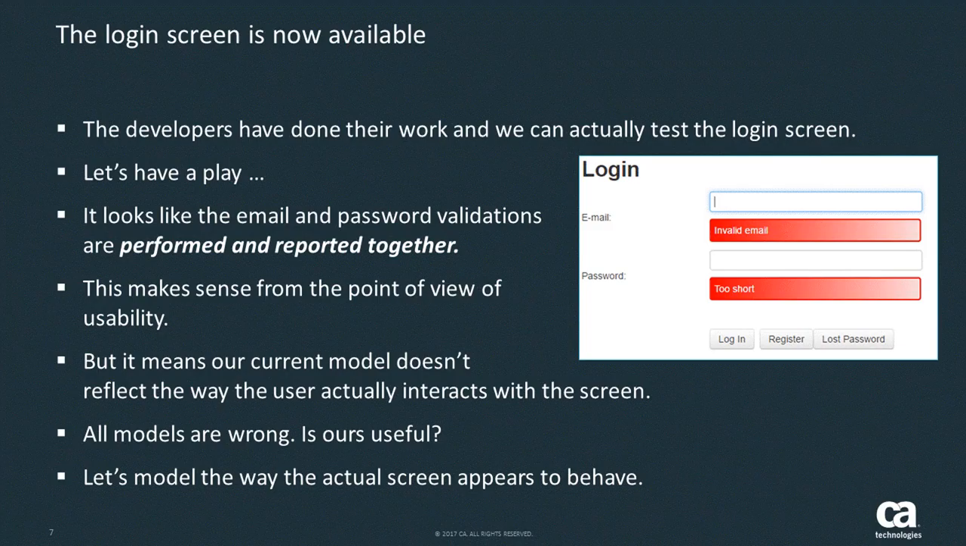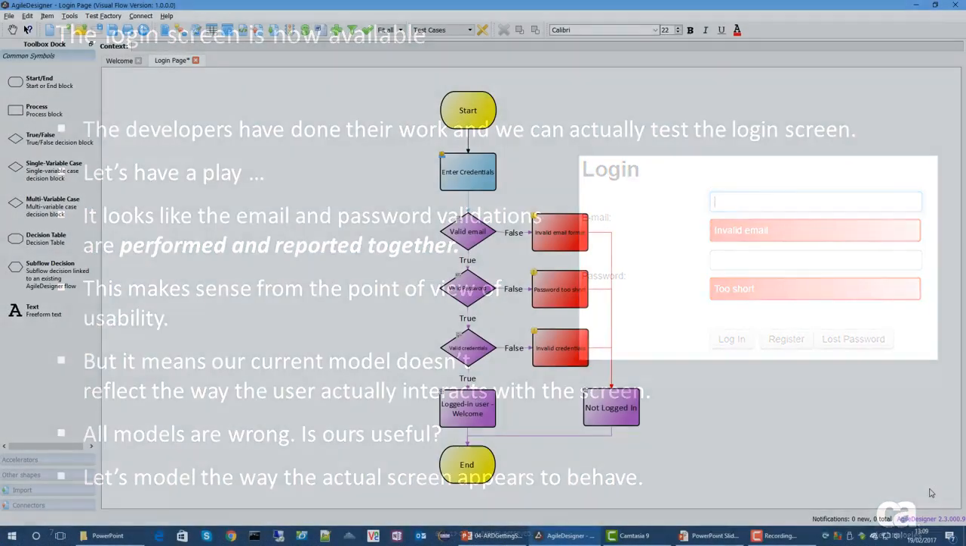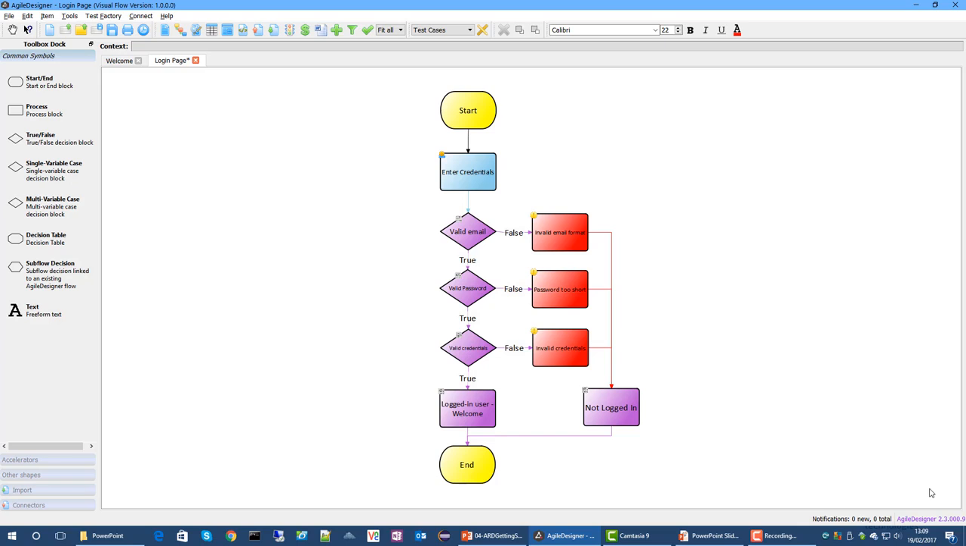What I'm going to do now is go back to our original model and edit it to suit what we've just learned from the as-built version of the login screen. So it's going to be quite easy to actually make these adjustments. So let's work through it. The first thing is we're going to validate the email address and the password separately.